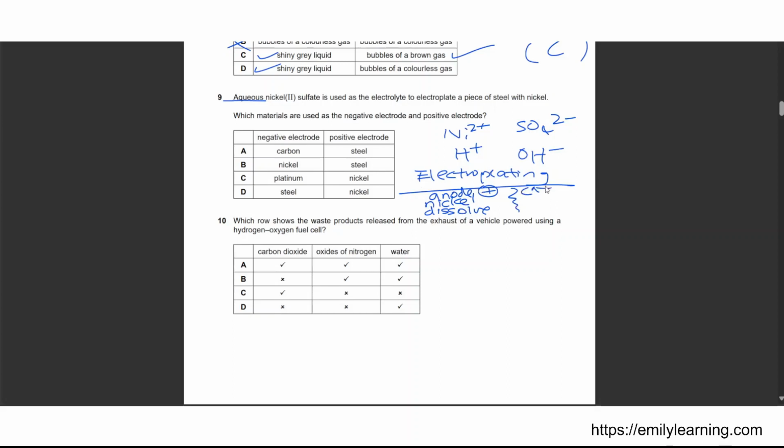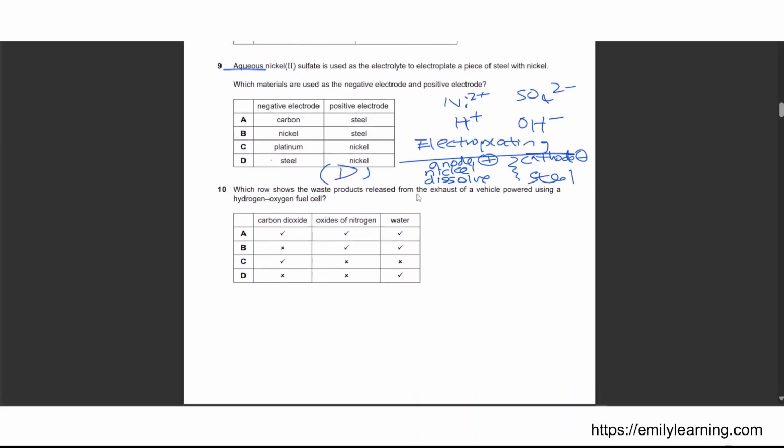And the cathode is where you place the item to be electroplated. So metal will be discharged at the cathode. Okay, so anode dissolves, cathode discharges. You get the metal. So the cathode is where you place the steel, and the cathode is negatively charged. So the negative one is the steel, and the positive one is the nickel. So for question 9, the answer is D.